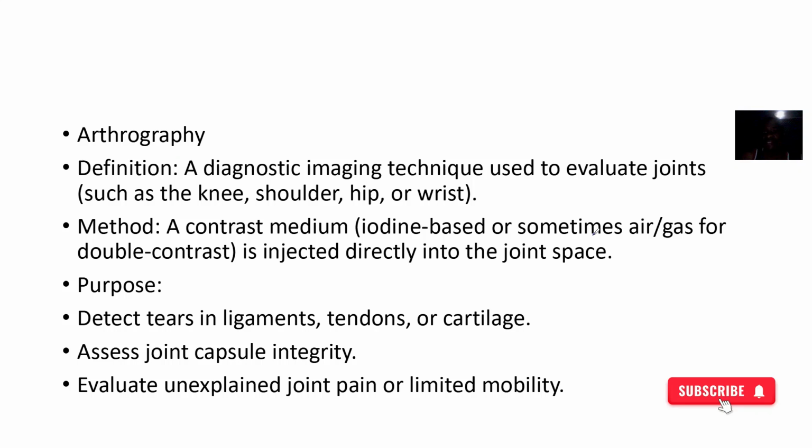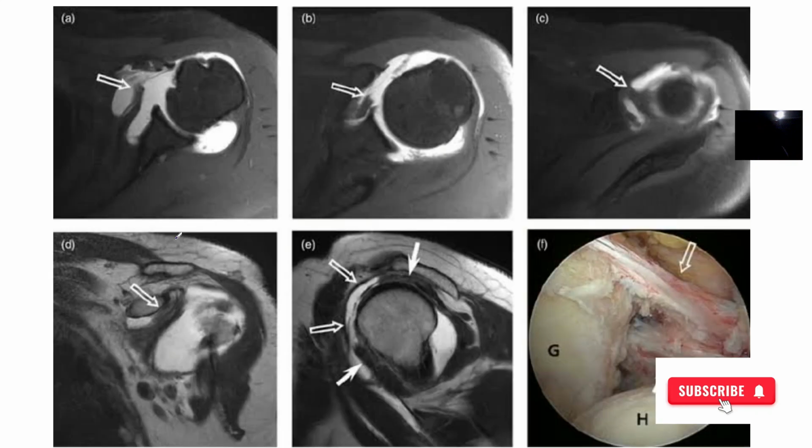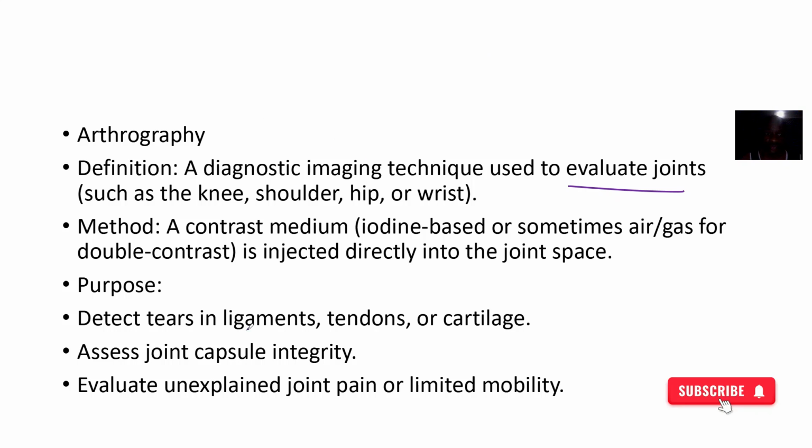It's just an imaging technique to evaluate joints such as the knee, shoulder, hip, and wrist. Usually they give a contrast medium, a liquid that enhances the image so that I'm able to see the structures better, see any disorganization, and make an accurate diagnosis. The purpose is to detect tears in the ligaments, tendons, and cartilage of the joint, and assess whether the joint is still stable.